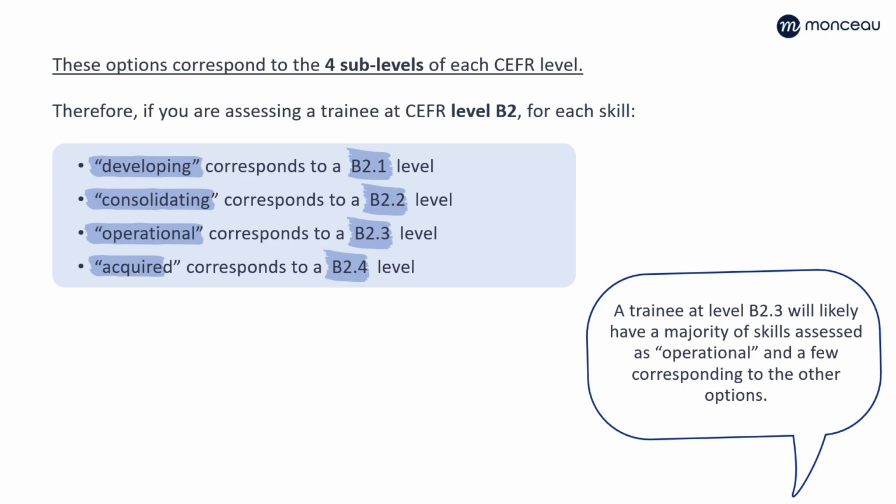A trainee at level B2.3 will likely have a majority of skills assessed as operational and a few corresponding to other options. We should not see at B2.3 the majority of skills assessed as acquired. They may have a few acquired skills, but the majority should really be operational, and they still may have one or two developing skills and some consolidating skills.